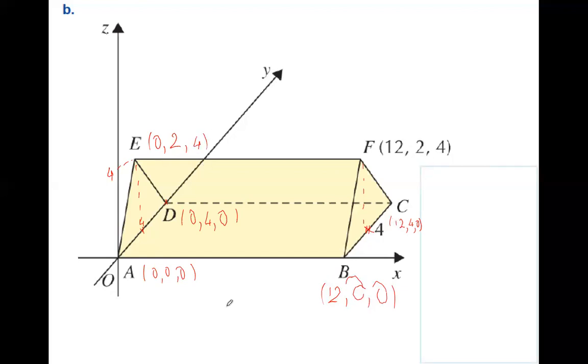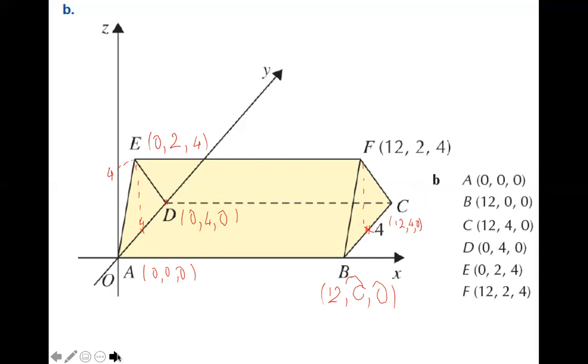So let's check that we got them all right. 0, 0, 0; 12, 0, 0; 12, 4, 0; 0, 4, 0; 0, 2, 4, and the last one was given: 12, 2, 4. So you just need to take your time and look at how it is positioned with regard to X, and how it is positioned with regard to Y. If you're not too sure, try and bring it along towards Y. For example, if you struggle with C in terms of Y, bring it along towards Y, and you'll see that you just moved it by that amount.